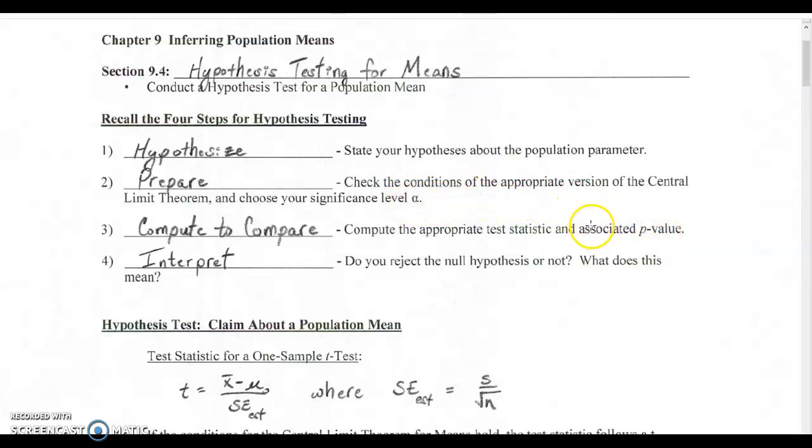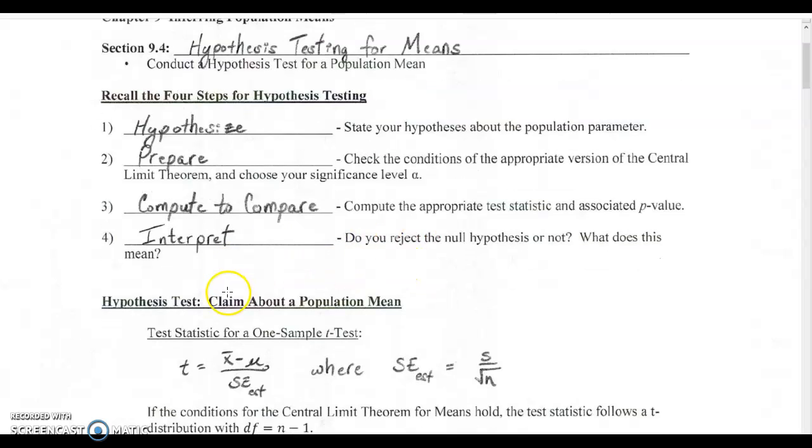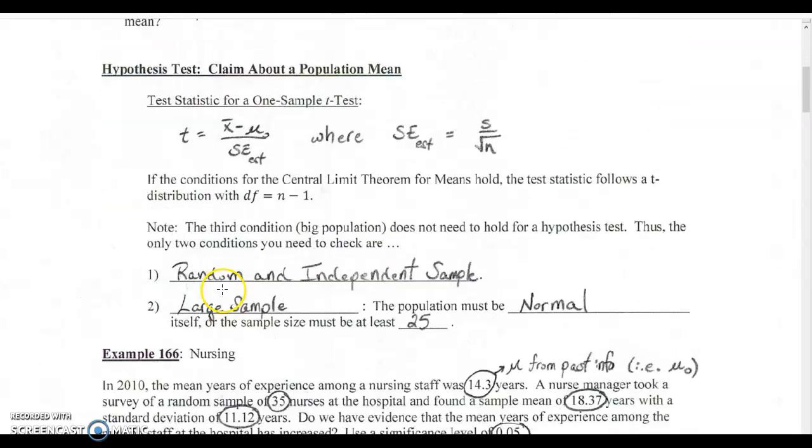If the p-value is less than alpha, we'll reject H0. If it's greater than alpha, we will not have enough evidence to reject H0. And then we'll do our interpretation. We actually state it here in the interpretation phase: do we reject it, and what does it mean? If we can reject H0, that means there is enough evidence to support HA. If we cannot reject H0, there is not enough evidence to support HA, the alternative.